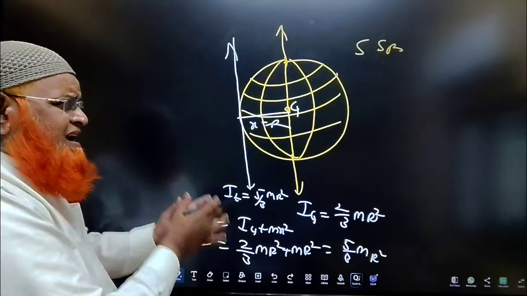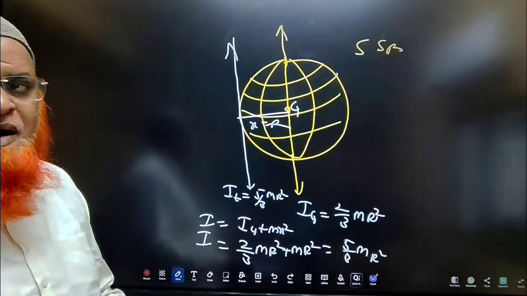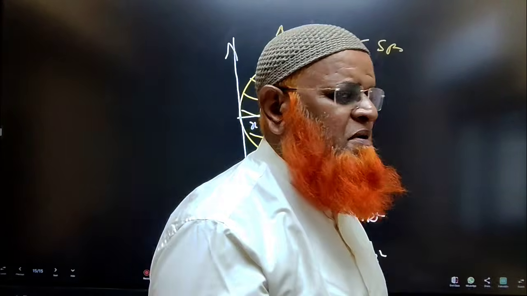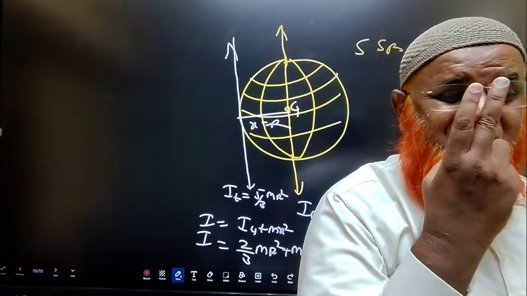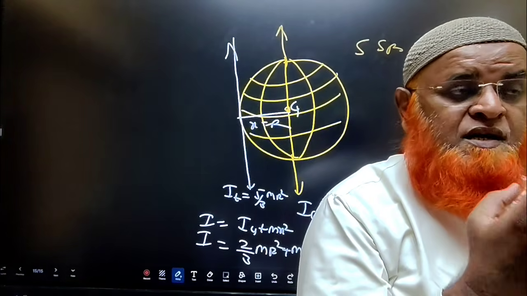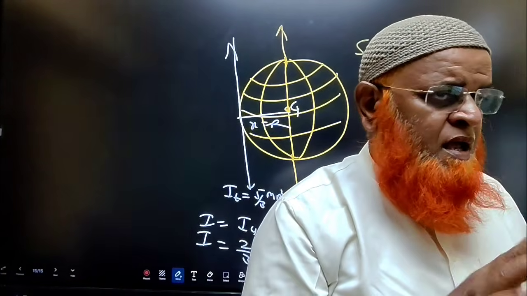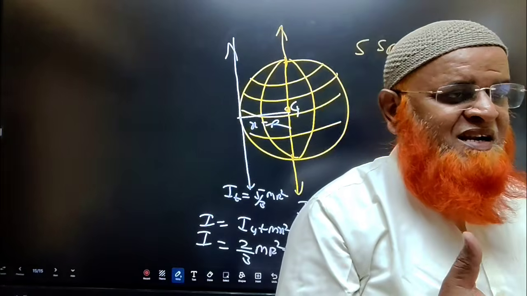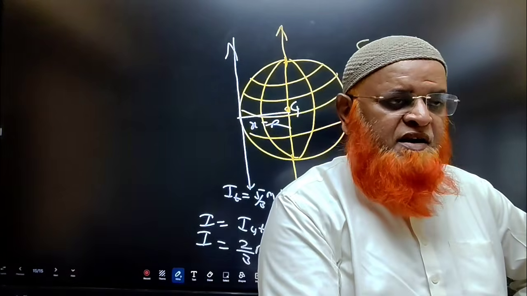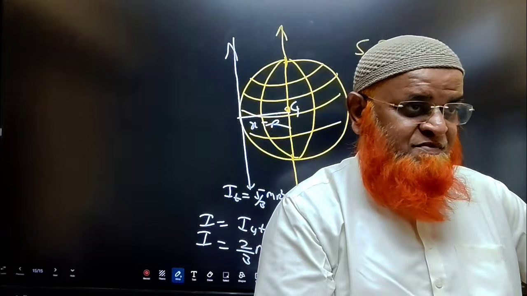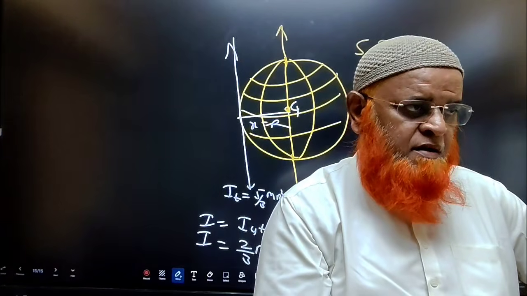You can apply only the parallel axis theorem for a sphere. You can't apply the perpendicular axis theorem for 3-dimensional figures. Only for 2-dimensional figures like a ring or disc can you apply the perpendicular axis theorem, but for a sphere you can't. You can tell whether a plate is placed properly or upside down, because it is a 2-dimensional figure.